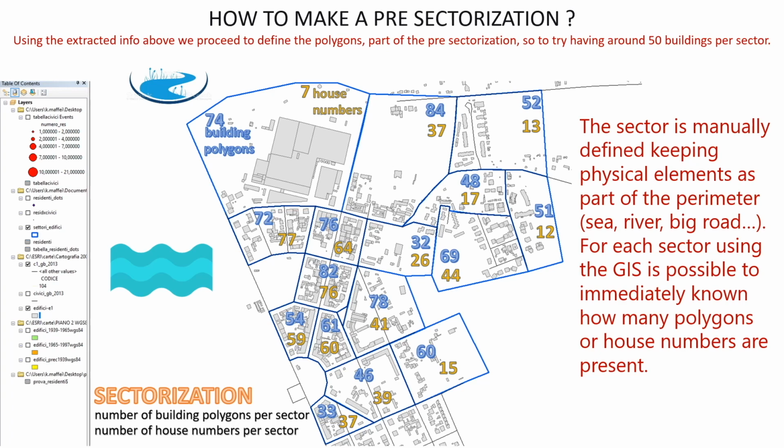In this example, on the top left of the map, in fact, you can see that if we have an industrial area, for example, we can have just a few house numbers, but many buildings. So following just the house number may not be the best way to define a pre-sectorization of a certain area. So in this map, you can see both parameters, but the one that we are going to follow will be the number of buildings.